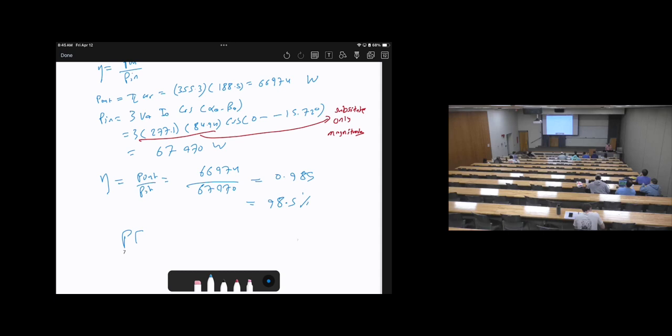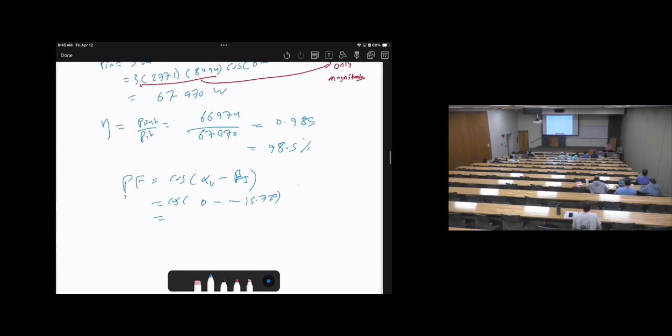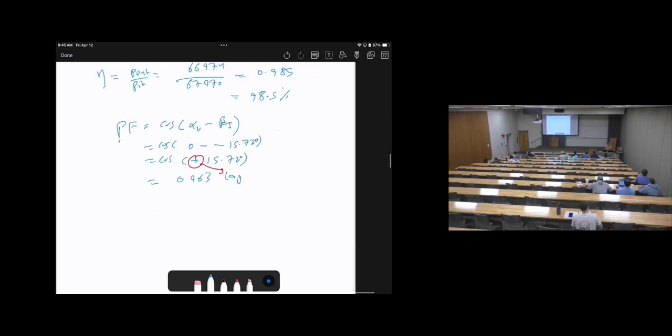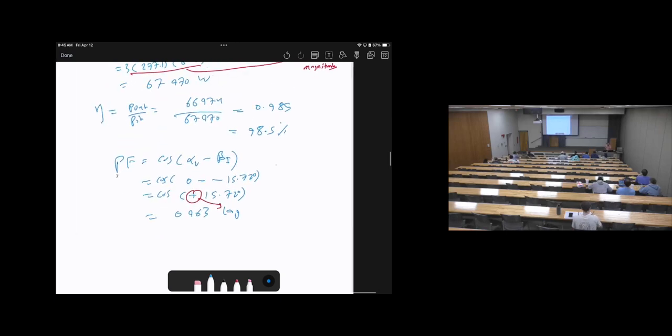The power factor is the cosine of the angle of the voltage minus the angle of the current. Angle of the voltage of what? Of the source. So it is cosine of the source angle 0 minus the current angle negative 15.72. Then it is cosine of positive 15.72 degrees, because the negative makes it positive. Plug this into the calculator, it will be 0.963. And is it leading or lagging? Positive means lagging. Okay? Then this is the end of the question actually: calculate the efficiency and power factor.